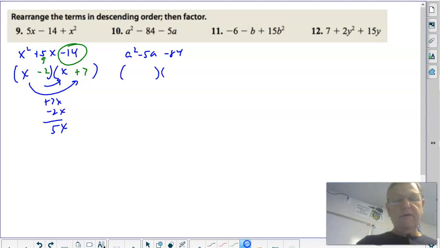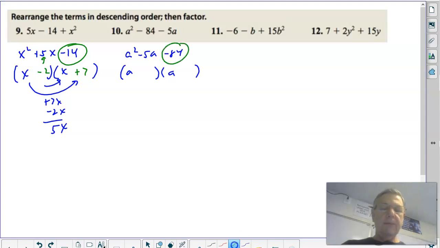I'm looking for common factors. There are none. A and A. Oh man, 84. That's such a big number, but I need a difference of 5. 84 with a difference of 5. All right, come on, brain, work. How do you get to 5 with 84?